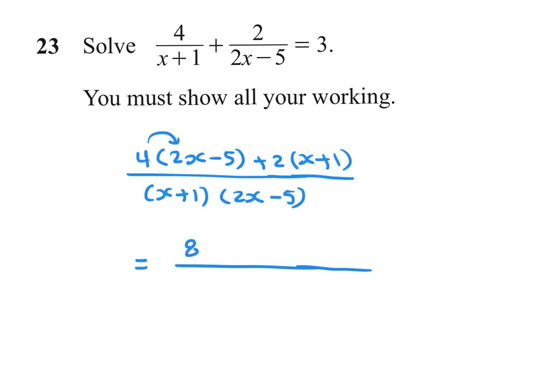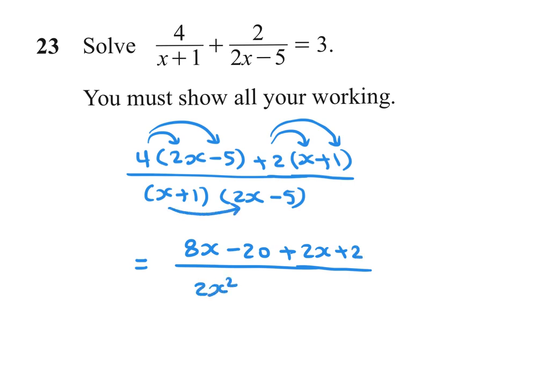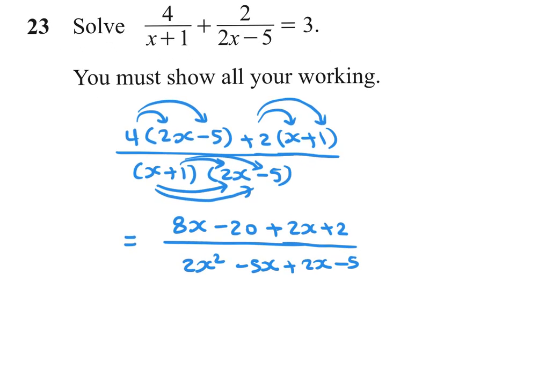4 times 2x, 8x. 4 times negative 5, negative 20. 2 times x equals 2x. 2 times 1 equals 2. Multiply the denominator. x times 2x equals 2x squared. And x times negative 5, negative 5x. 1 times 2x equals 2x. And 1 times negative 5, negative 5. Combine the like terms. For the numerator, 8x plus 2x, we have 10x. Negative 20 and positive 2, so negative 18. For the denominator, we have 2x squared, and negative 5x plus 2x, so negative 3x, minus 5.